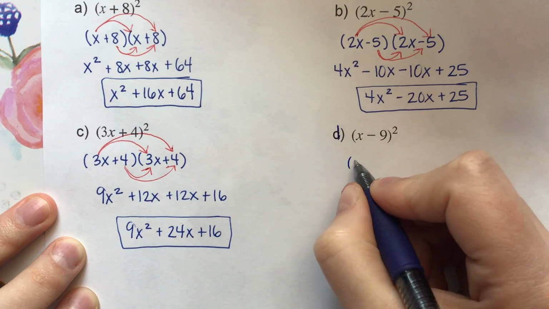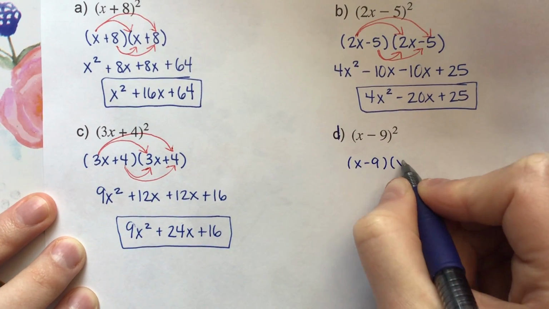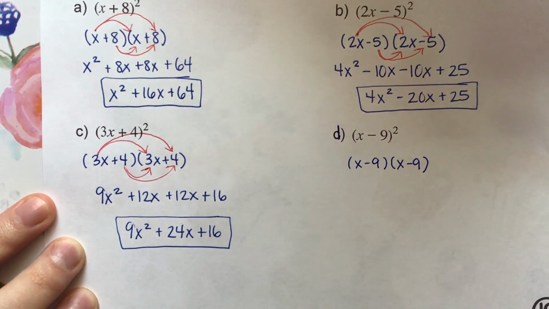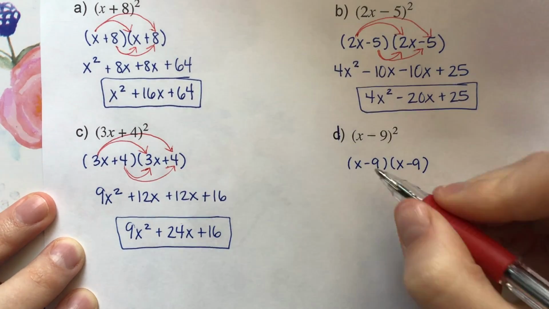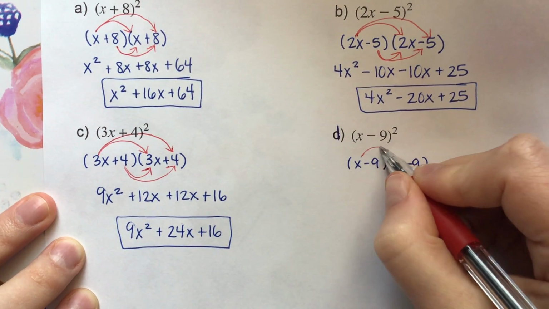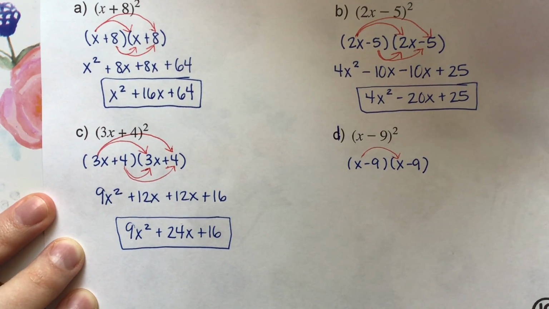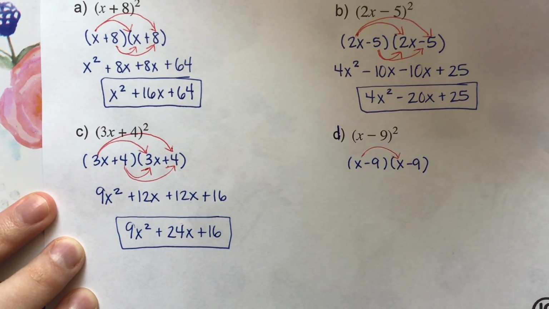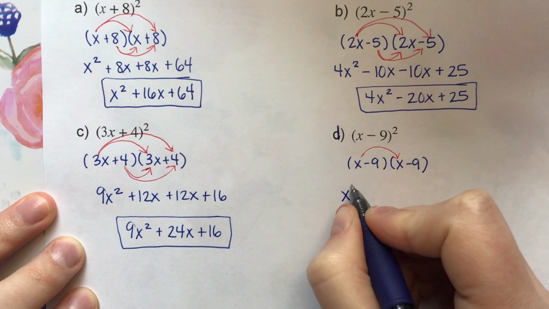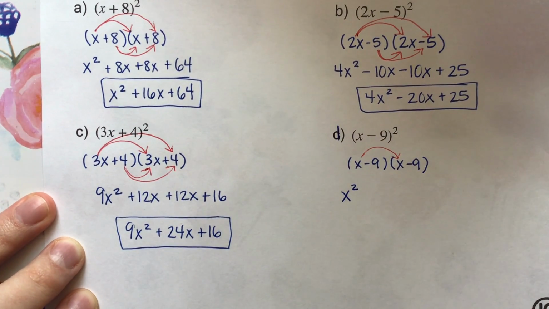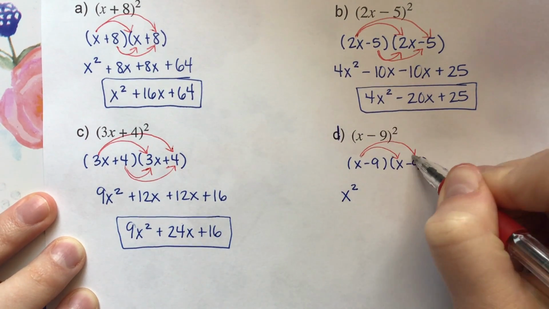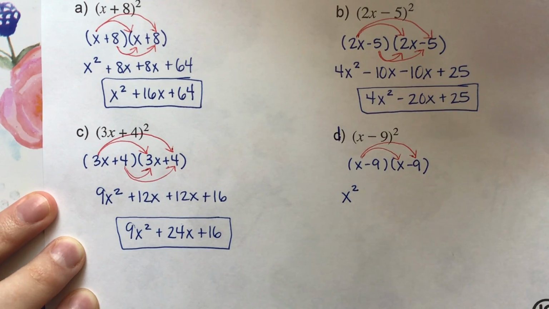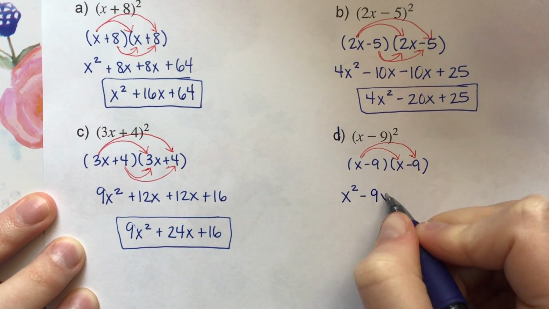Rewrite your expression as x minus 9 times x minus 9. And then we'll do FOIL. So first term times first term, x times x. X times x is not x, it's x squared. Because remember, when I multiply something by itself, it is going to have that square exponent. And then I have x times negative 9, which is going to be negative 9x.